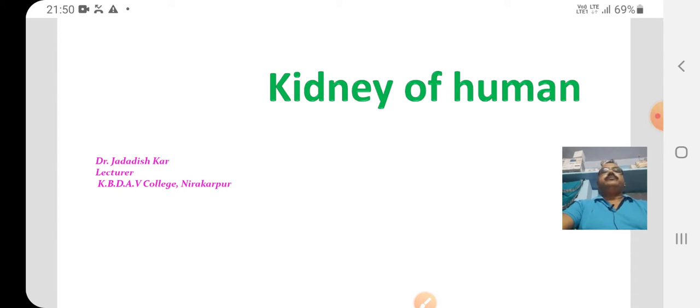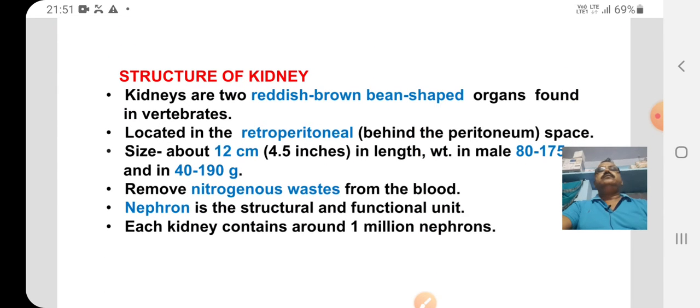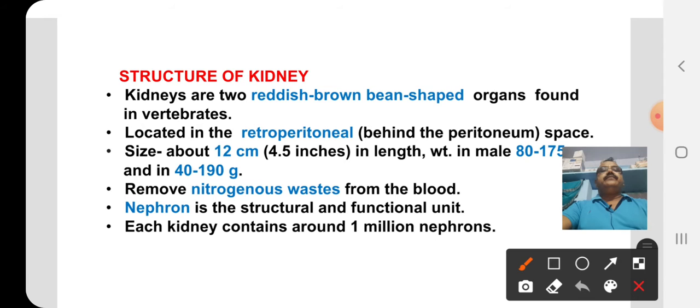Today I am going to discuss about kidney of a human. Kidney is an important excretory organ. It removes nitrogenous waste products from the blood. There are two kidneys which are a reddish brown bean shaped organ found in vertebrates. These are present in the retroperitoneal cavity.